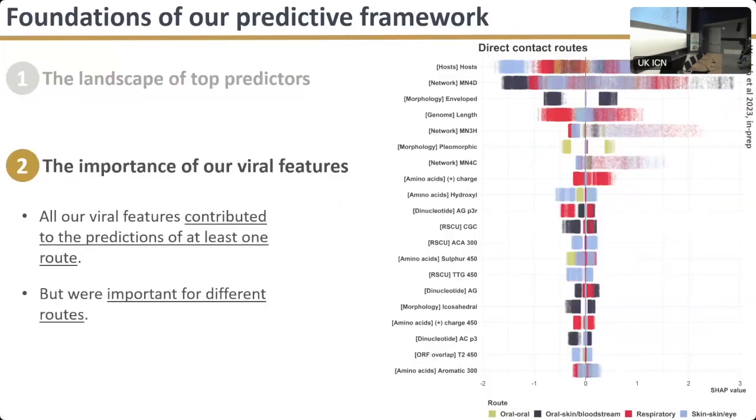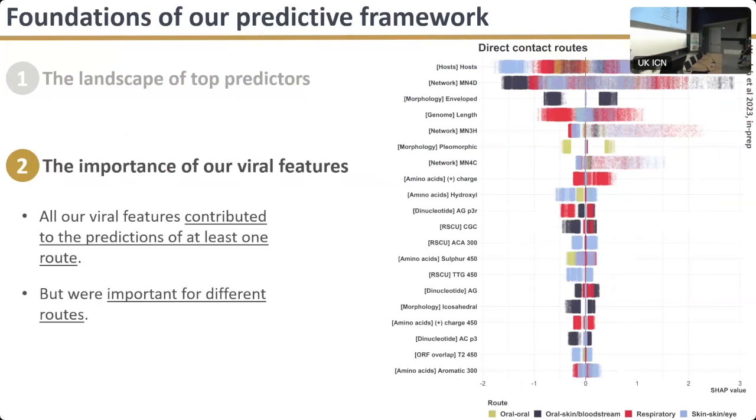So for instance, if we look here, these are the predictors of direct transmission. And all you need to know is that each little dot here is a virus-host association, and the color is its route, whether it's skin to eye contact, respiratory transmission, biting, or oral contact.